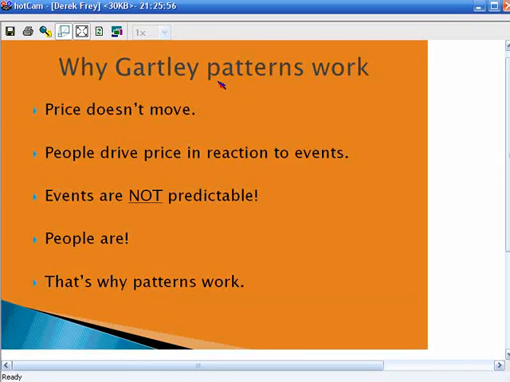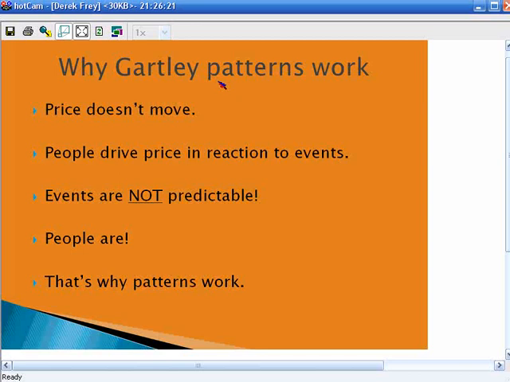So why do Gartley patterns work? Remember I said these explain a why question too, not just a where and how. In fact, price doesn't move. This is a common misconception about markets. People drive price in reaction to events. Are those events predictable? Of course not. You don't know when somebody's going to blow something up.